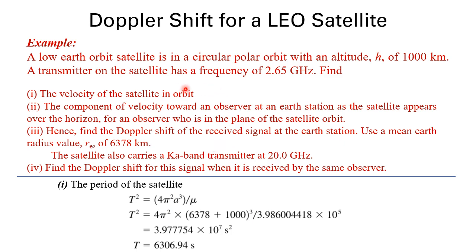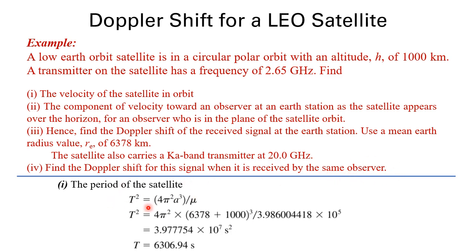So let us have an example. A low Earth orbit satellite is in circular polar orbit with an altitude of 1000 km. A transmitter on the satellite has a frequency of 2.65 GHz. Find the velocity of the satellite in orbit, and the component of velocity towards an observer at an Earth station as the satellite appears over the horizon, for an observer who is in the plane of the satellite orbit. Third question, hence find the Doppler shift of the received signal at the Earth station. Use a mean Earth radius of 6378 km. The satellite also carries a Ka band transmitter at 20 GHz. Find the Doppler shift for this signal when it is received by the same observer.